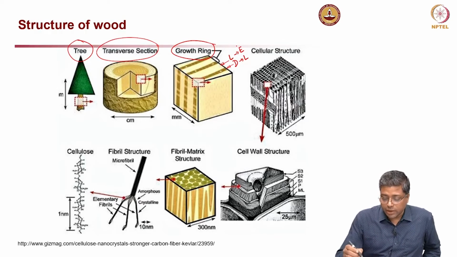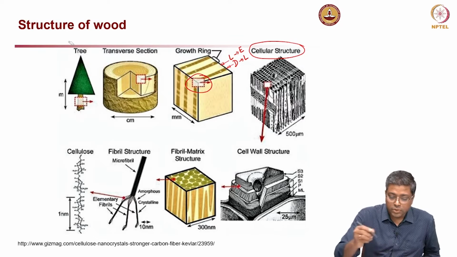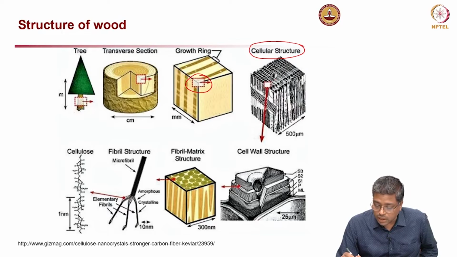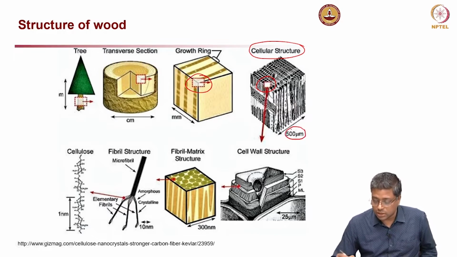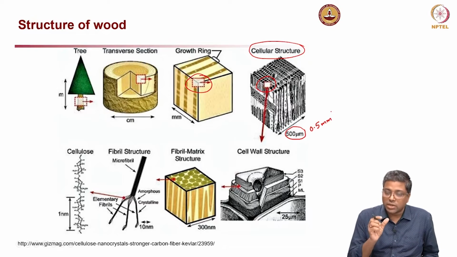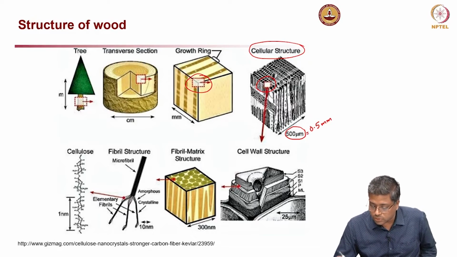Now if you look at this region here, you can see the close up of the cellular structure. Here you can see the cell walls, etc., are visible. You can also track the size in which you are talking. This is about 0.5 millimeter. So, very small region we are talking about.